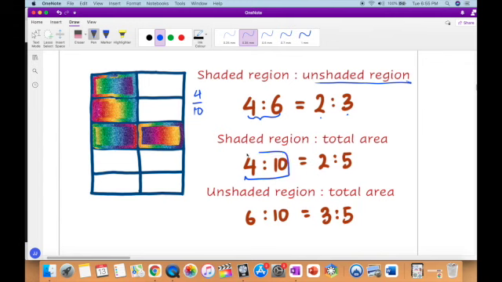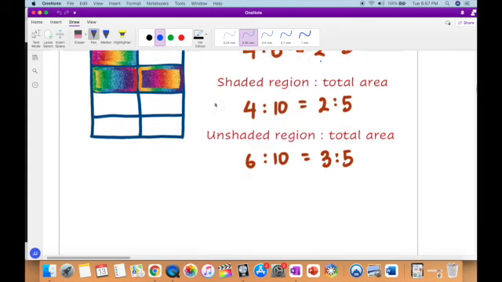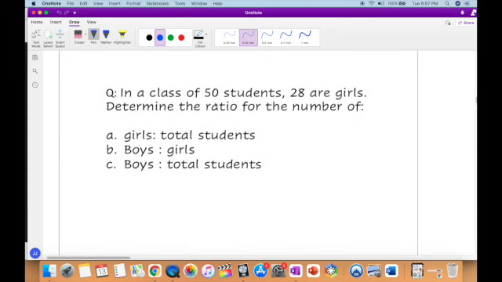So look at that here. Shaded to the total area, 4 in 10, which is a ratio of 2 to 5, right? Because I just reduced that, 2 to 5. And then we have an unshaded region, which is 6 unshaded blocks out of the 10. So 6 out of 10 unshaded blocks, right? Which is a ratio of 3 to 5. So yes, we could use the fraction form in order to reduce the ratio to its simplest form. So let me take a look at this, right?